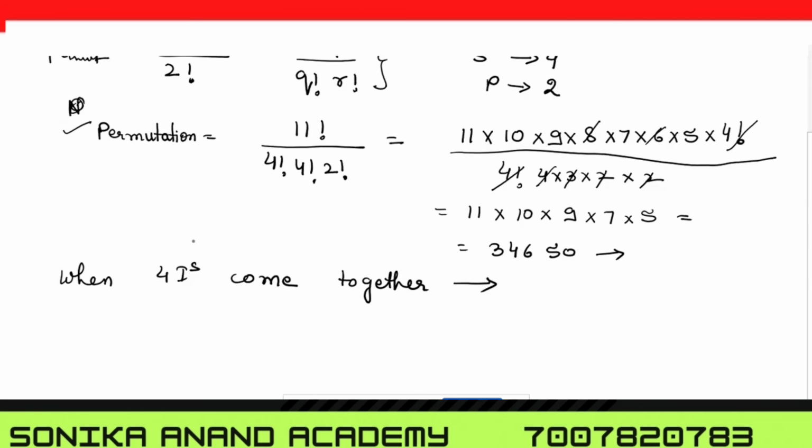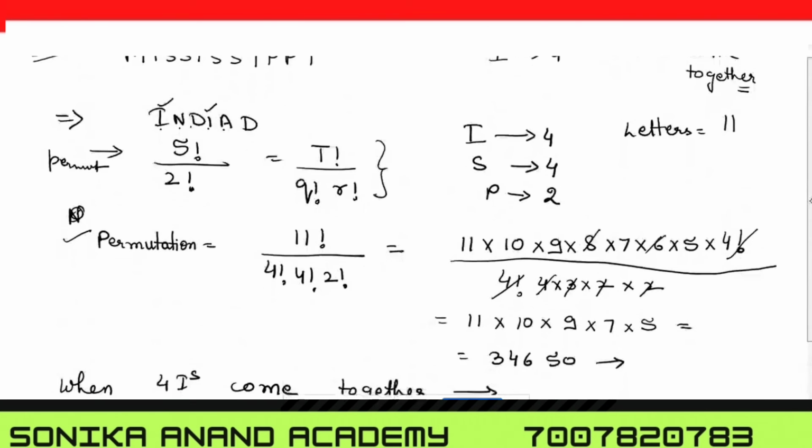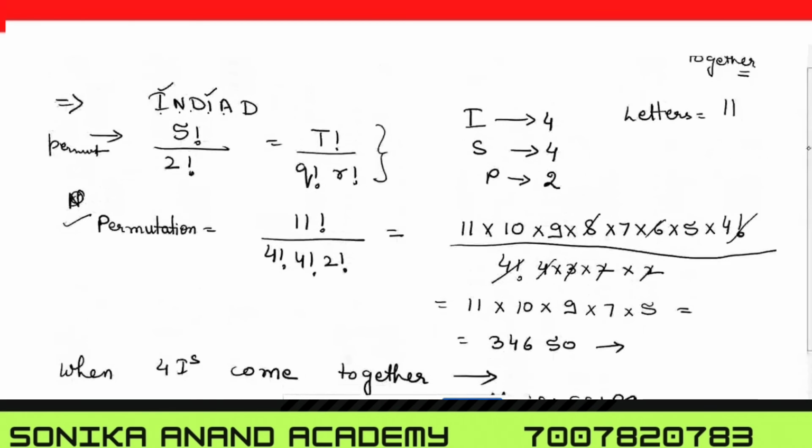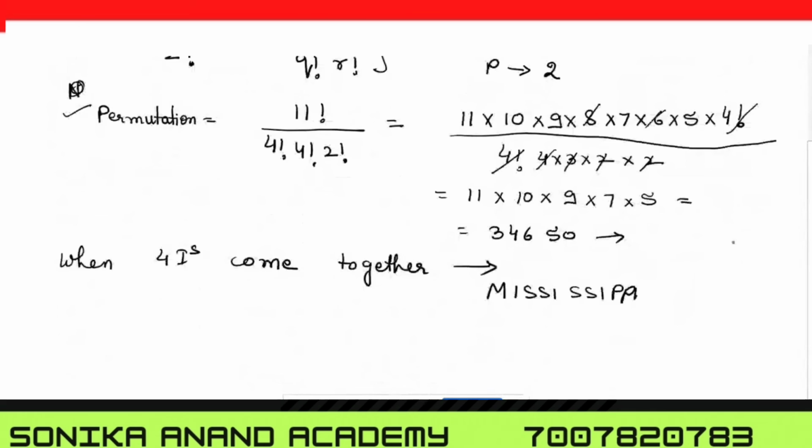So what is the word? Mississippi. This is the word Mississippi. What's the spelling? M-I-double S-I-double S-I-double P-I. Clear? Now listen. I take M, S, S, S, S, P, P, and in one block I will take all the four i's. So how many blocks are there now?